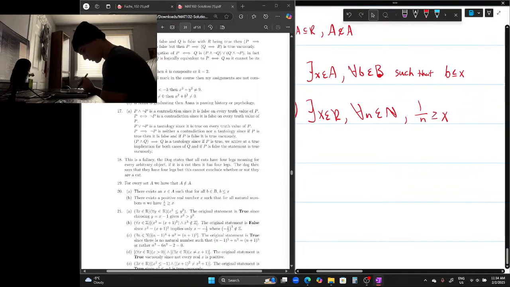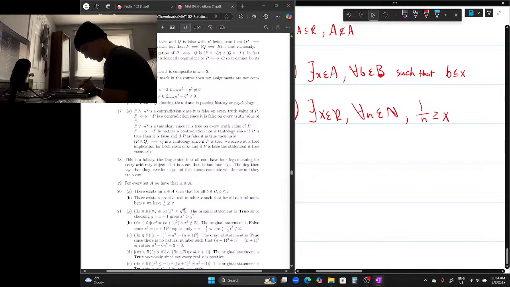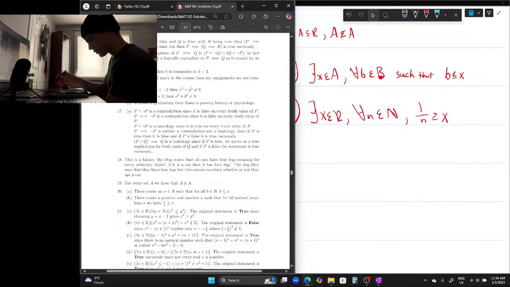There's a positive number x such that for all natural numbers we have 1 over n squared. Yeah, okay.